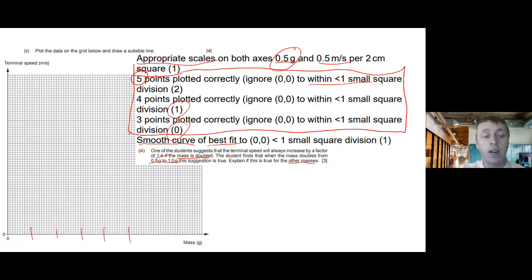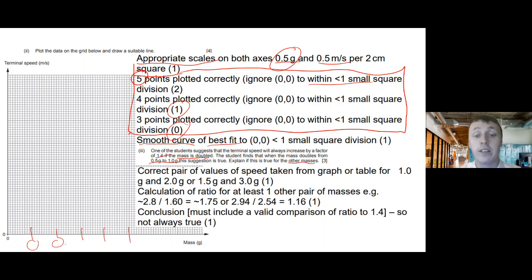So in this question, I'd expect you to go from 0.5 to 1 to maybe look at what happens if you go from 1 to 2, or if you go from larger masses again, and a simple calculation. So look at the mark scheme, and in a moment we'll actually have a go at a few questions, but look at how the mark scheme guides you through this now. Correct pair of values taken for 1 to 2 grams. So there we go, taking data from the graph and then calculating the ratio.